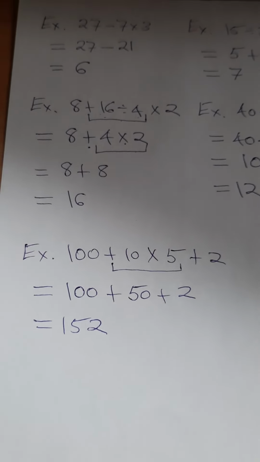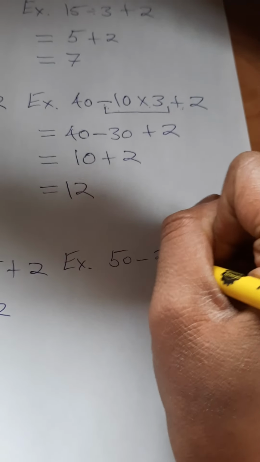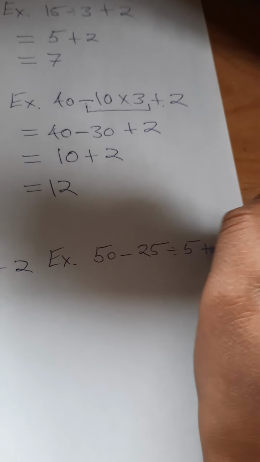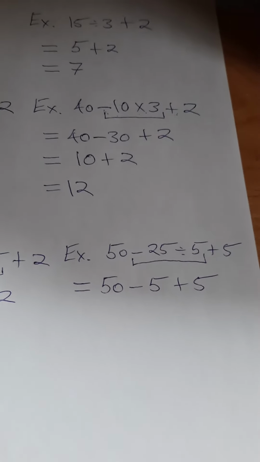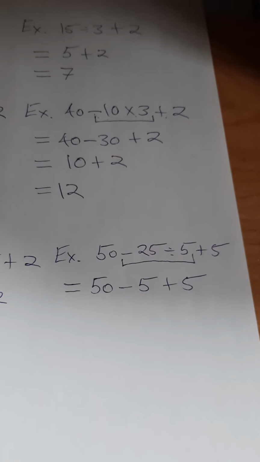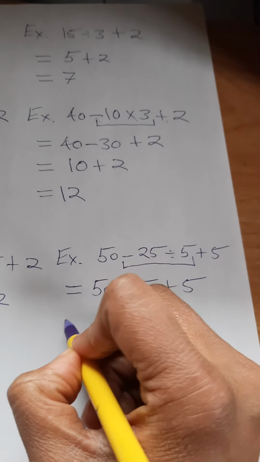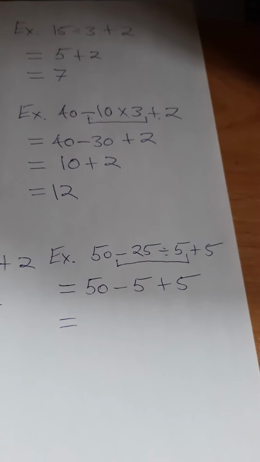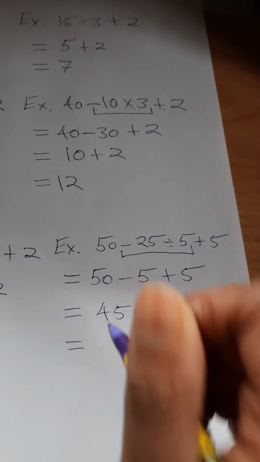So let's try one last example. We'll do 50 minus 25 divided by 5 plus 5. Again, don't get confused. We're going to do the division first. I'm going to do negative 25 divided by 5, which is negative 5. So we're just doing what I underlined here. We got negative 5. Keep everything else the same. In this case as well, because we're adding and subtracting, you're just going to do it from left to right. So 50 minus 5, which is 45, plus 5, which is equal to 50.